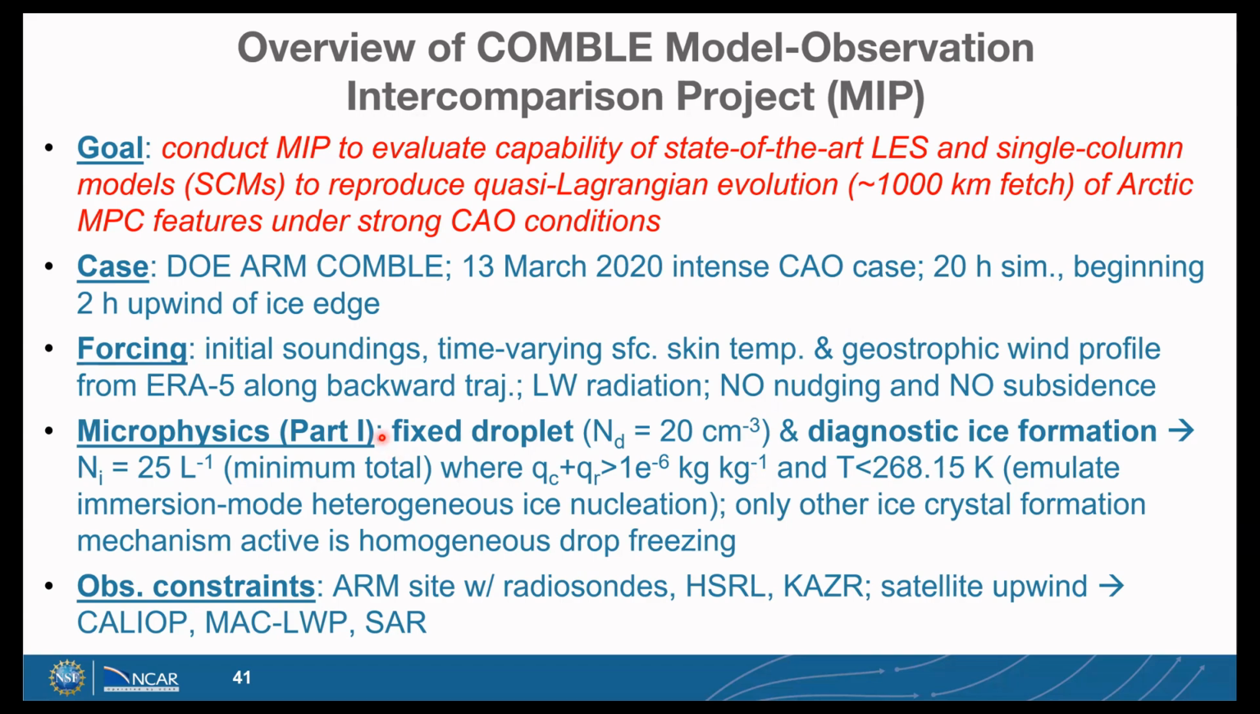For the microphysics, we have two sets of configurations. One's fixed droplet, where droplet number is 20 per cc, and diagnostic ice formation, where the minimum total is 25 per liter. These numbers came about from using observational constraints to play around with that. And really, we're just trying to emulate the immersion mode heterogeneous ice nucleation in this setup. Homogeneous drop freezing is also active. And then for the observational constraints, obviously we had the ARM measurements and we had satellite, basically.